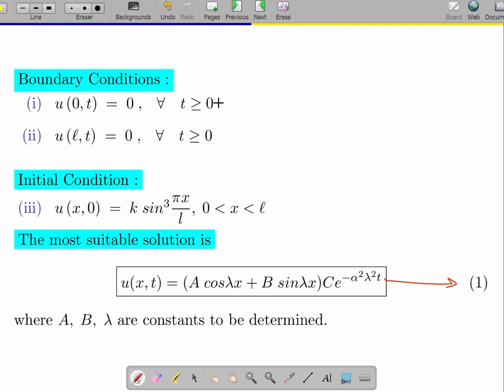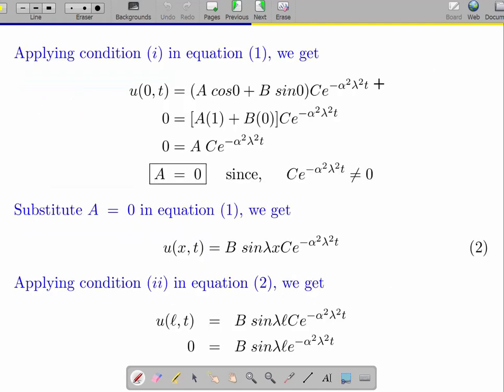Now I am going to apply condition number 1 in equation number 1. To apply the condition, instead of x we replace 0. Wherever x is there we replace 0. So in cos lambda x, instead of x I replace 0, and in sin lambda x, instead of x I replace 0. If we replace, we will get this part.